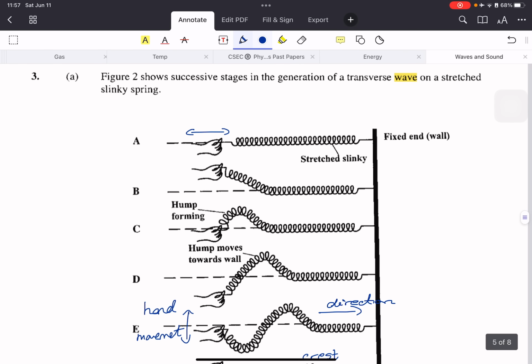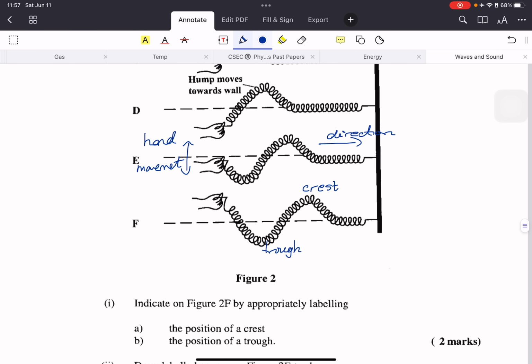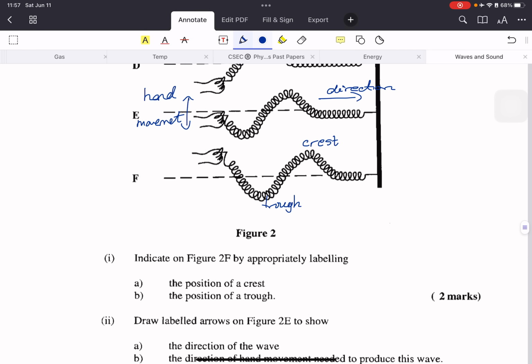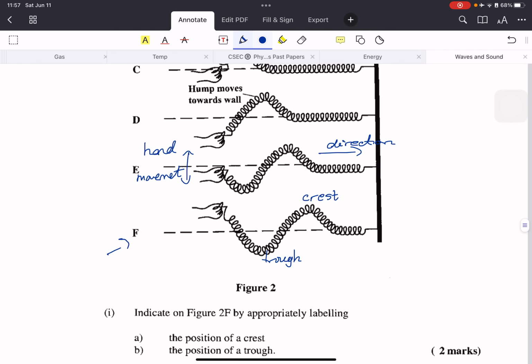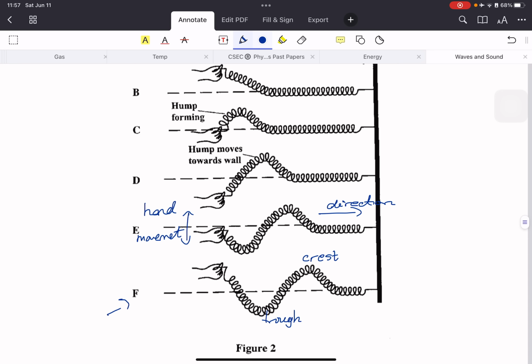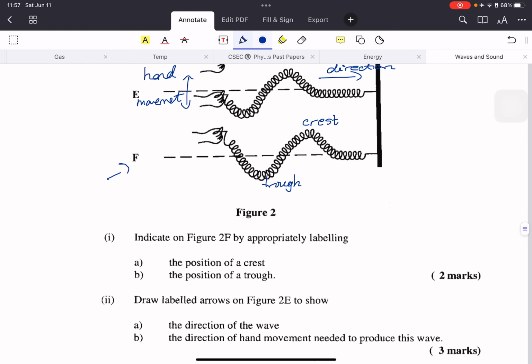Okay, so here's an example of a slinky making a wave, right? So they're generating a wave essentially, right? So indicate on figure 2F, which is this one here, labeling a crest and a trough, right? So these are more definitions with the topmost part and the bottommost part of the wave, right? So the topmost part is called the crest, the bottommost part is called the trough. Very easy.